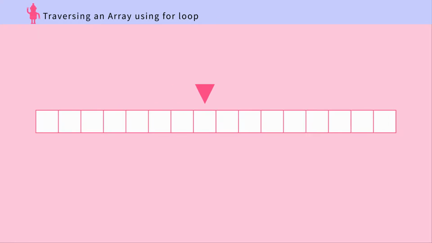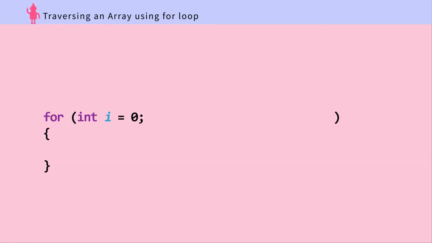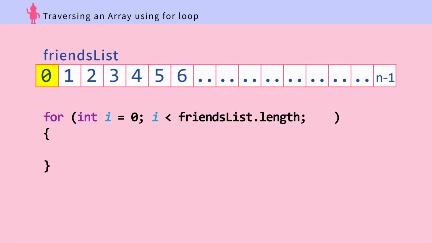Using a for loop, we can access each element in the array. The loop counter i is going to be used as an array index. So index will start with 0. The loop will iterate as long as i is smaller than friendsList.length. And i increases by 1 after every iteration.